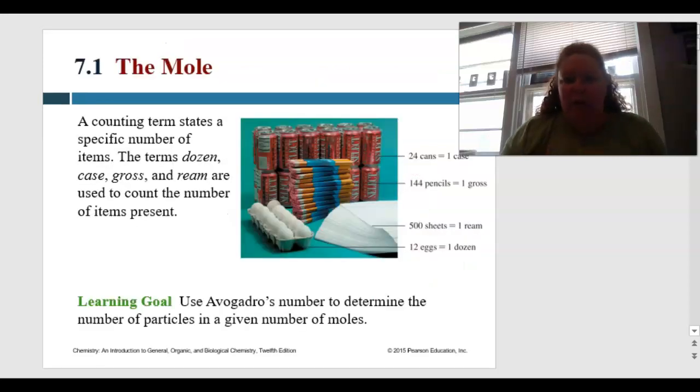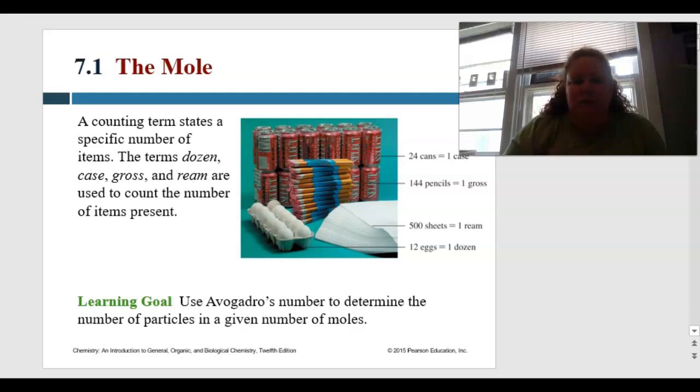So the first thing we get to talk about is what is a mole. A mole is the counting term that states a specific number of items. These terms would be dozen, case, gross, and ream. These are all used to count the number of items present. For instance, 24 cans equals 1 case of pop. 144 pencils equals 1 gross. 500 sheets of paper equals 1 ream, and 12 eggs equals 1 dozen.